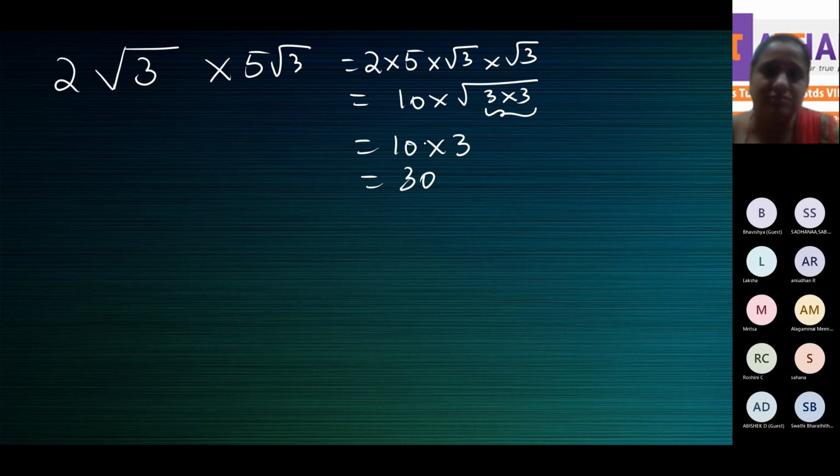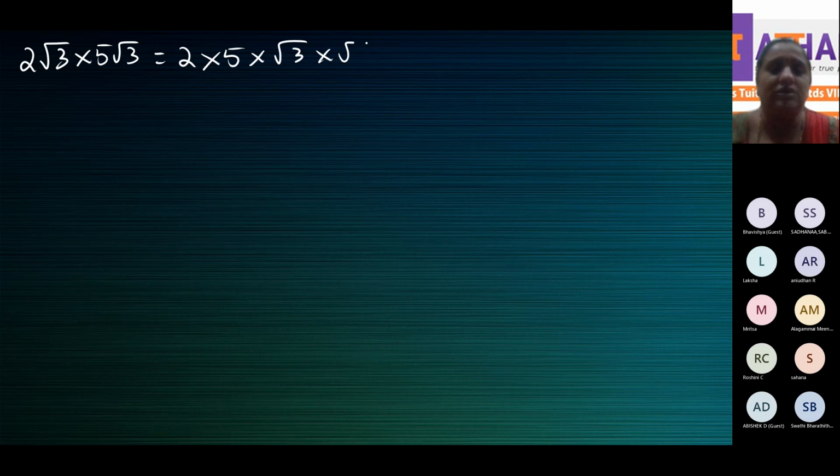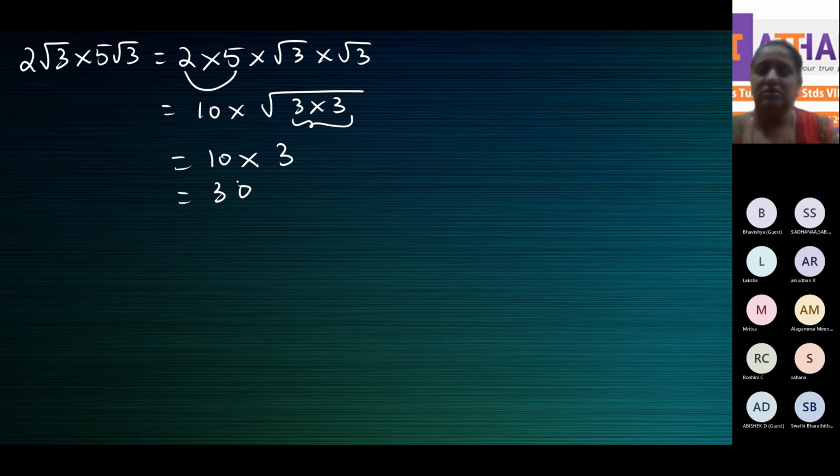Is this understood, children? I'll do it again for you. 2 root 3 into 5 root 3 is equal to 2 into 5 into root 3 into root 3. So 2 5s are 10. 10 into root of 3 into 3. Now, under the square root, when you have two equal factors, one will come out. So 10 into 3. So the product is 30.